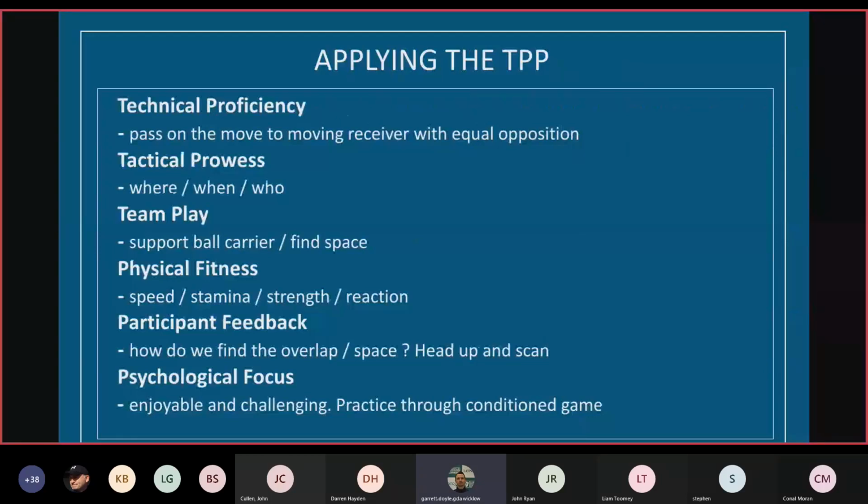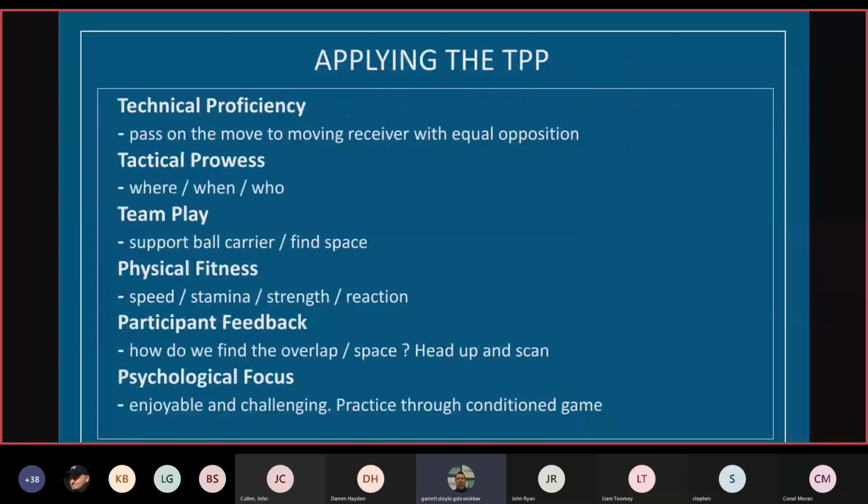So participants, we've shown in the last activity, or sorry, two activities ago, how to use or develop an overlap. Now we want to see, can they find it in a game like this? Where is our extra player? Where in this grid do we have an extra player? And can we use that extra player to get to the goalie? So again, head up and scan, similar to the last dodgeball game.